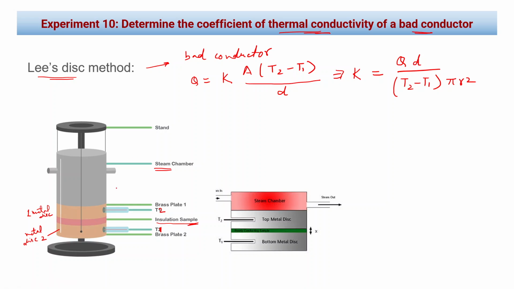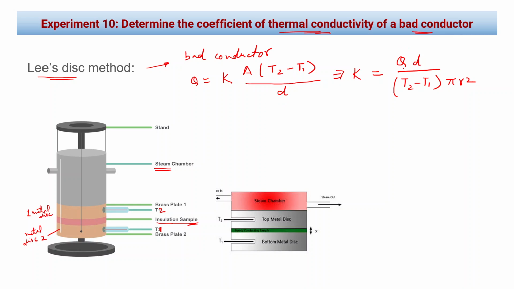So in this experiment, on one side we'll increase the temperature of the insulator by supplying some sort of heat. Here we are using the steam chamber for that purpose, and we'll measure T2, we'll measure T1, thus we know the temperature difference. We can measure the thickness of our material of interest, or this insulating material. Its radius also we can measure using slide caliper or scale, depending on which is suitable. But this Q is unknown.